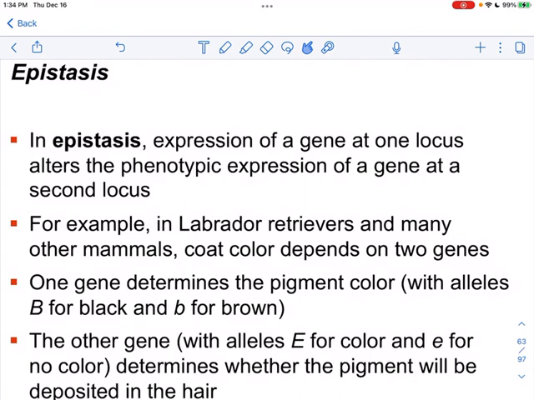But there's another gene, we can just use the alleles E, that determines whether or not pigment can actually be deposited in hair. So the first gene produces the pigment color. The second gene determines whether or not that color actually gets deposited into the hair follicle as that hair is growing. So if we don't have the gene for color deposition, it doesn't matter what the black or brown gene is doing, no color will be deposited.